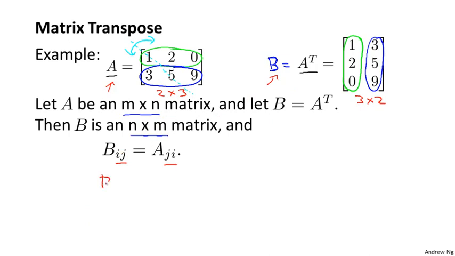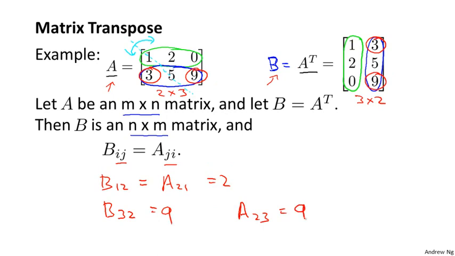So for example, B12 is going to be equal to this element 3, right? First row, second column. And that's equal to A21, second row, first column, which is equal to 3. And as another example, B32 is this element 9. And that's equal to A23, which is this element up here, 9. And so that wraps up the definition of what it means to take the transpose of a matrix.